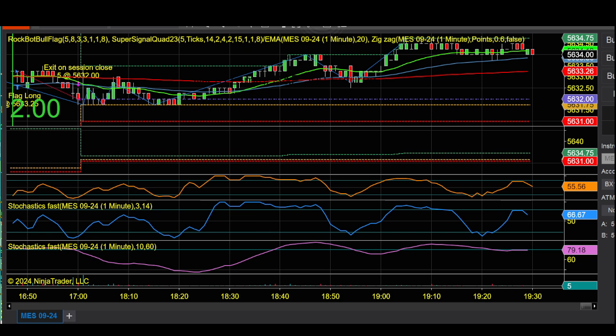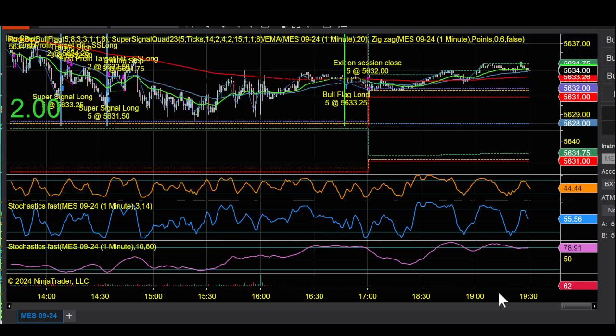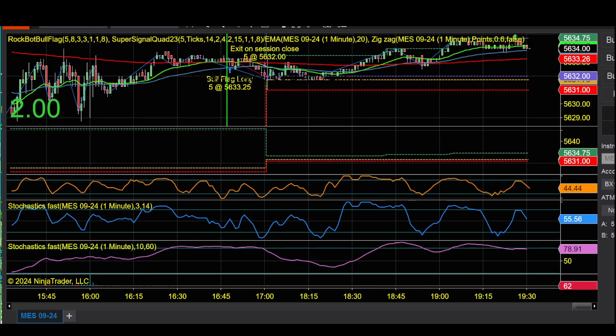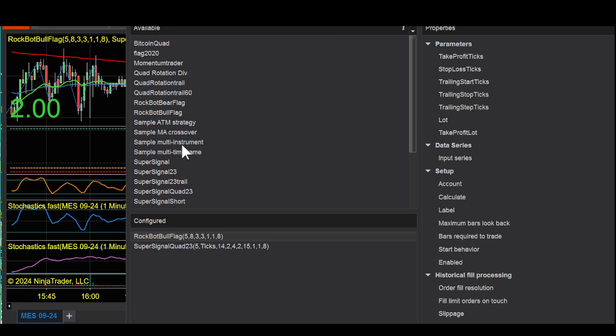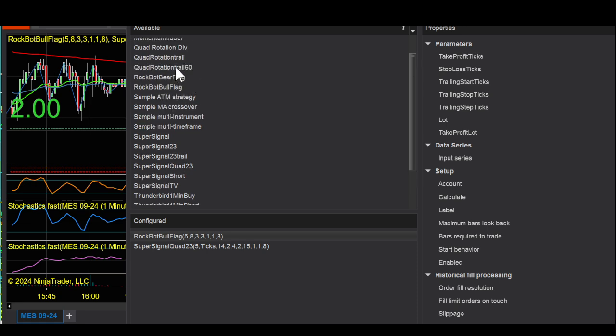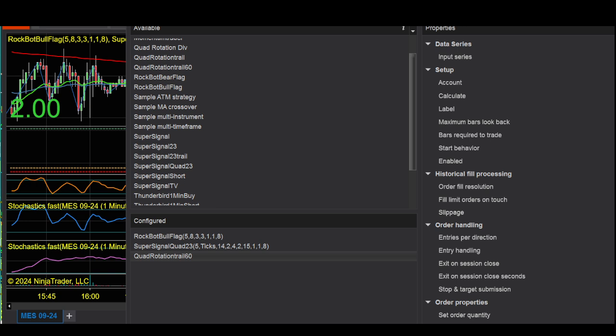Now, the other thing we'll look at here: someone asked me if we could just put the super signal on there, I mean the quad rotation, just to identify quad rotations. And yes, I could do that. You should have that script also. So you're actually going to go to strategies. You're going to go to quad rotation trail 60. Don't ask me why. I just left that name because I was doing some tests on it, and finally I got something that was really working good, so I just kept the name. I said I'm not going to mess with it.